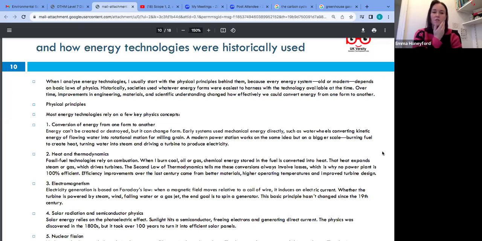Physical principle number 3 is electromagnetism. Electricity generation is based on Faraday's law. When a magnetic field moves relative to a coil of wire, it induces an electric current. Whether the turbine is powered by steam, wind, falling water or a gas jet, the end goal is to spin a generator. This hasn't changed. This technology still exists.